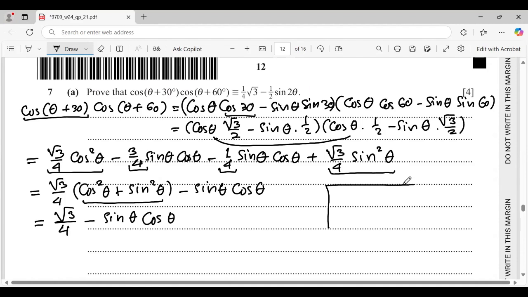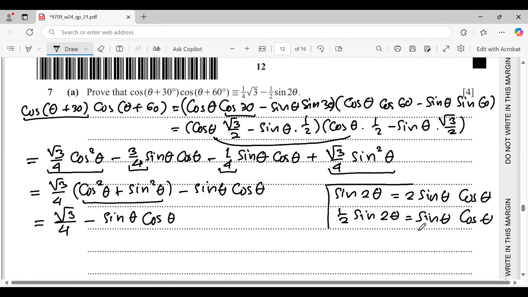According to trigonometrical identity, sine 2 theta equals 2 sine theta cosine theta. So 1 half of sine 2 theta equals sine theta cosine theta. So this term I would like to write as 1 half sine 2 theta. So it becomes square root 3 quarter minus 1 half sine 2 theta. Next question.